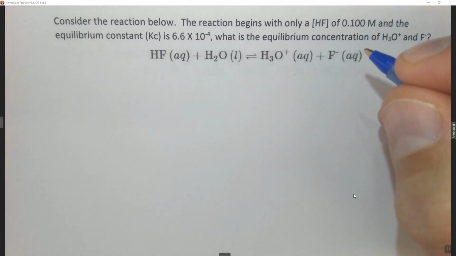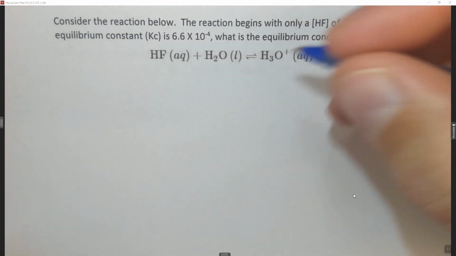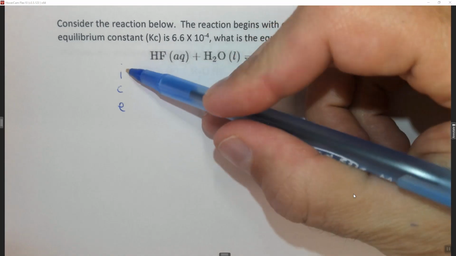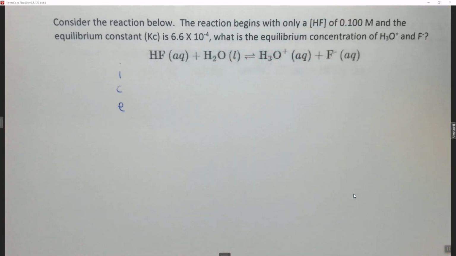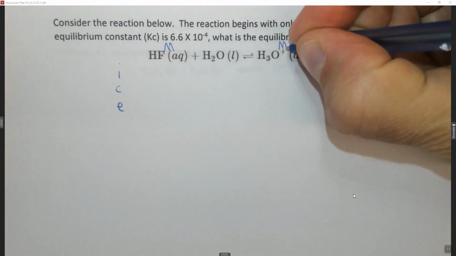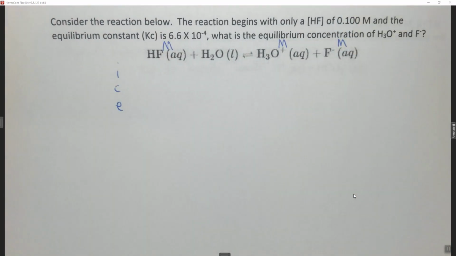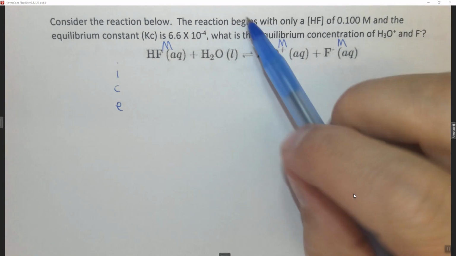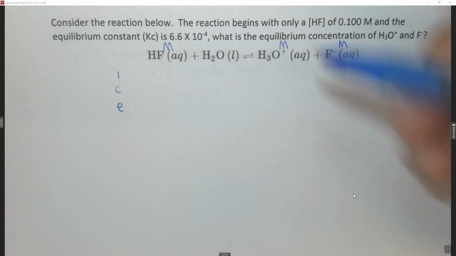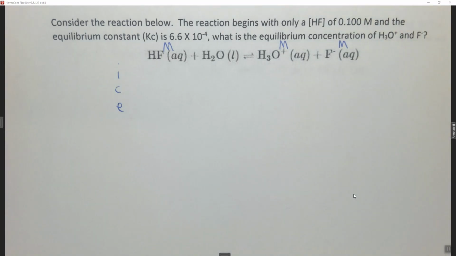So we're again going to need an ICE table, which is initial, change, and equilibrium concentrations of each of these things. And they are going to be in units of molarity, which I'm just going to indicate up there like that. Note that since water is a liquid, we don't need to consider its concentration. It's not in the Kc expression. If you'd prefer, you could start by writing the Kc expression.